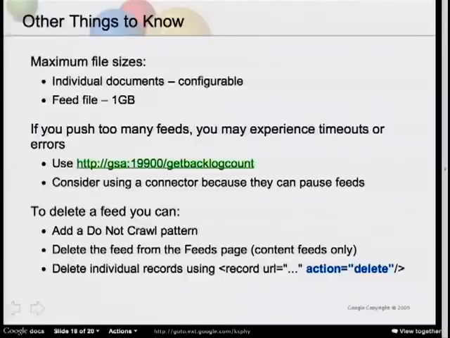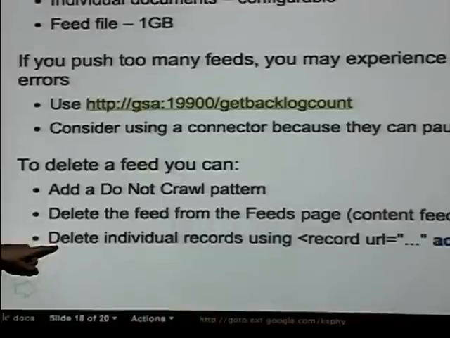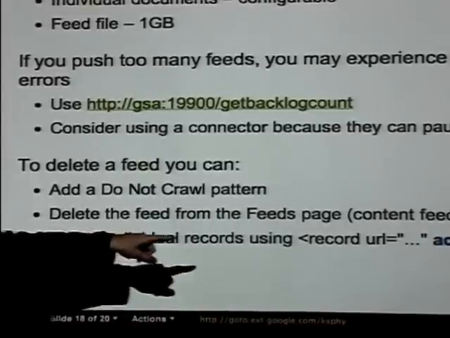You can get the backlog count by going to this URL. And you could consider using a connector because it will start to throttle. To delete a feed, you can either use a do not crawl pattern. Just add a do not crawl pattern into the GSA and it will remove those URLs from the index just like before. You can delete the feed from the feeds page for content feeds only. Or you can delete individual records by using action equals delete.